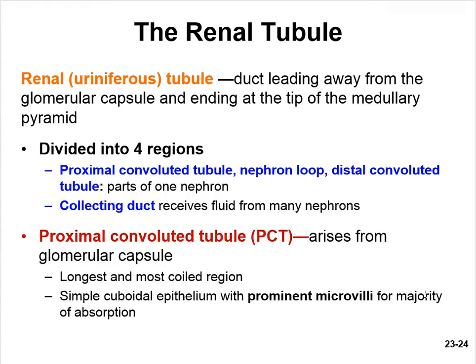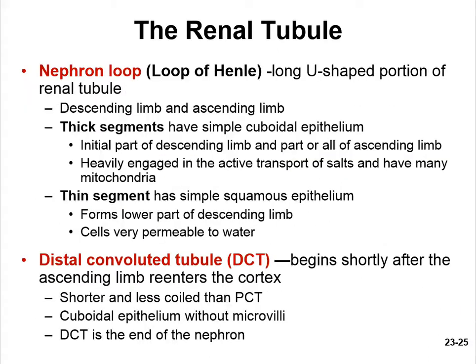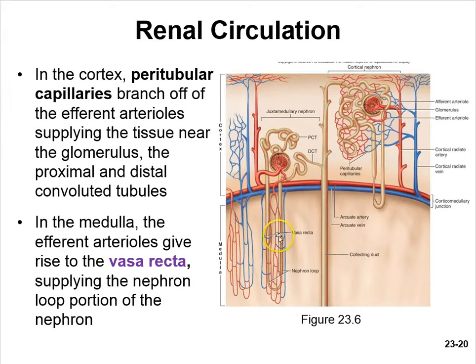The proximal convoluted tubule arises from the glomerular capsule, and it's the longest and most coiled region. It has simple cuboidal epithelium with prominent microvilli for absorption. The nephron loop is the long U-shaped portion of the renal tubule. It has a descending limb and an ascending limb. Here's the loop, and here's the descending, and then the ascending. And it has a thick area on each side, and then in this bottom portion it has a thin area.